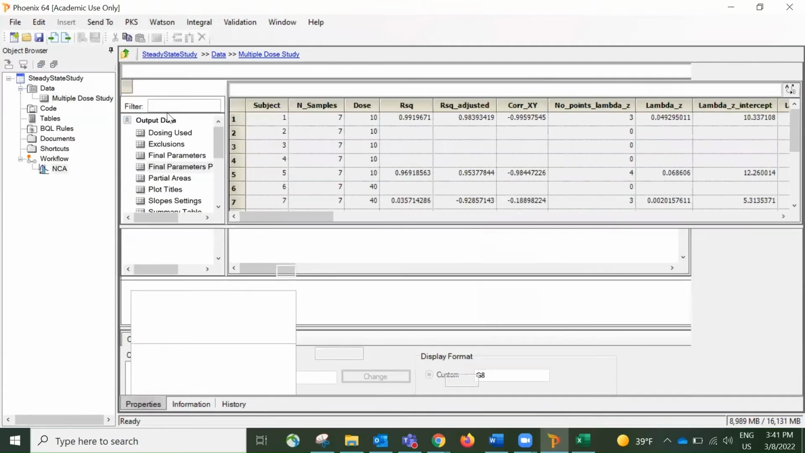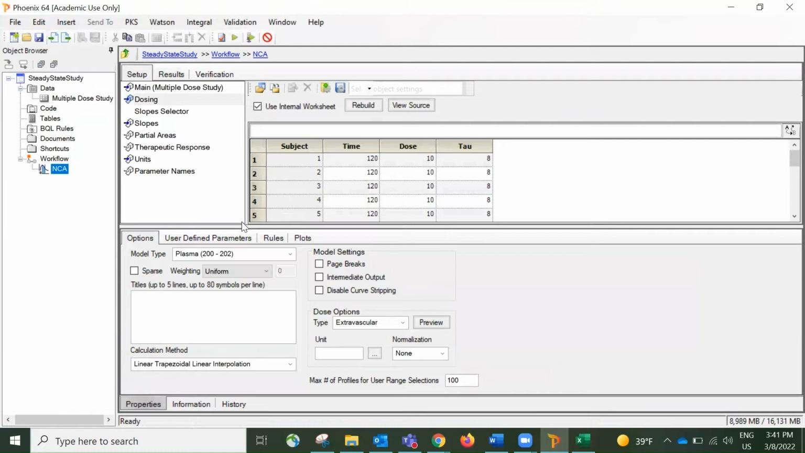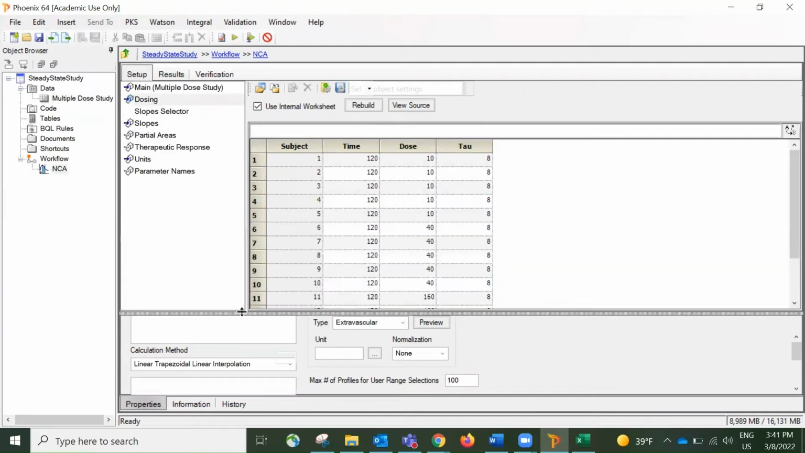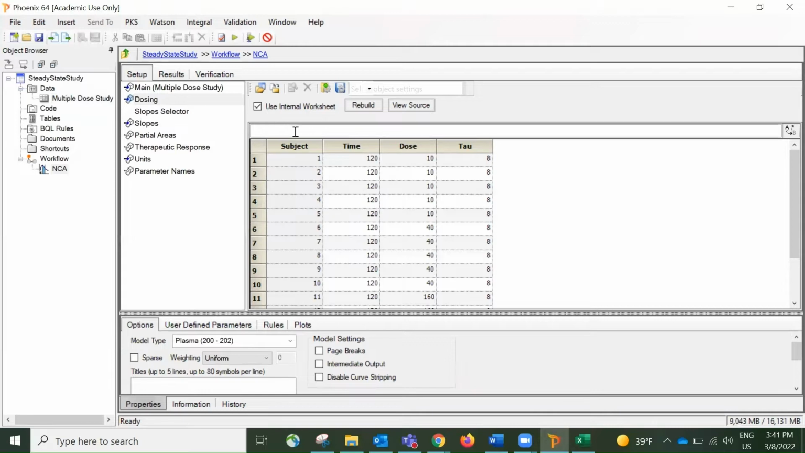Let's take a look at the setup tab since this object has been executed already. If we look at the dosing mapping table in here, I used an internal worksheet. So this box was checked so that I can enter the correct information in here. For the time column, I entered 120, which is the starting point for the steady state. And for the tau column, I entered 8. This is the dosing interval for this multiple dose study. And now everything has been set.